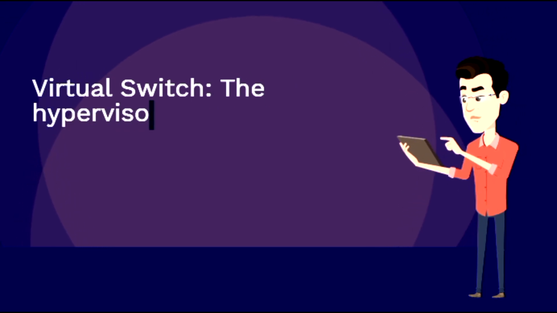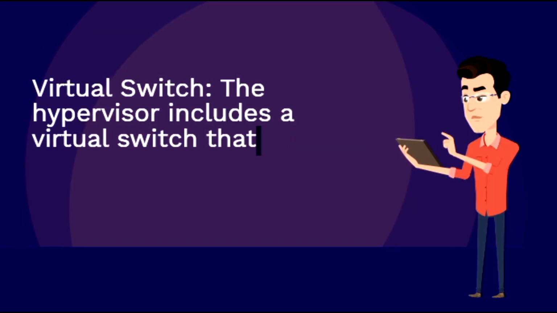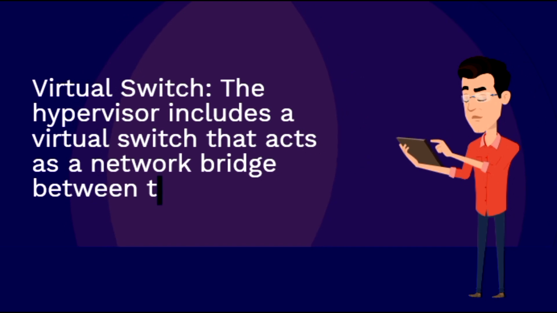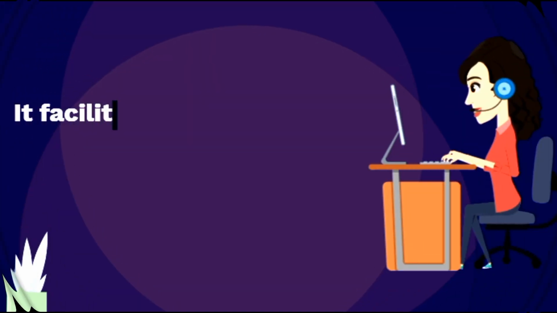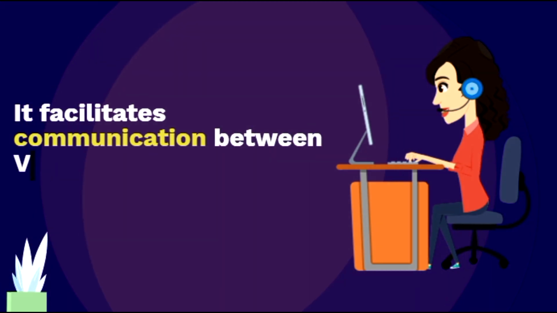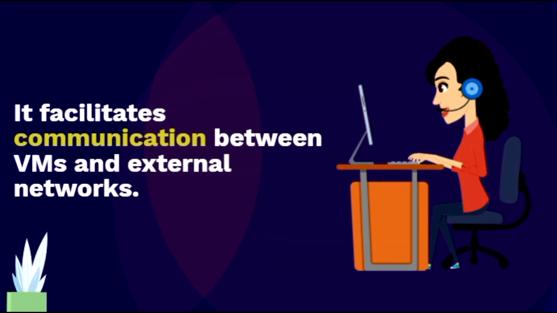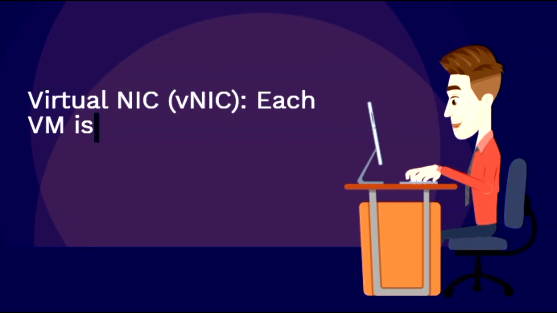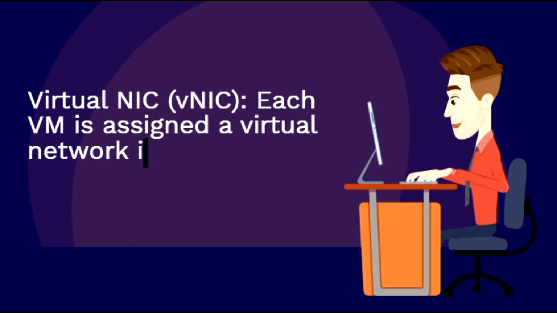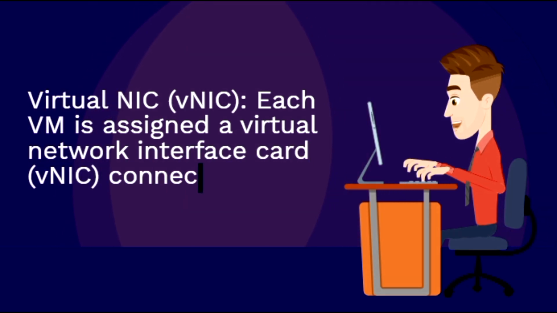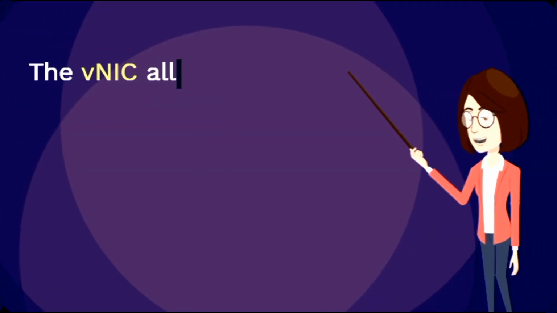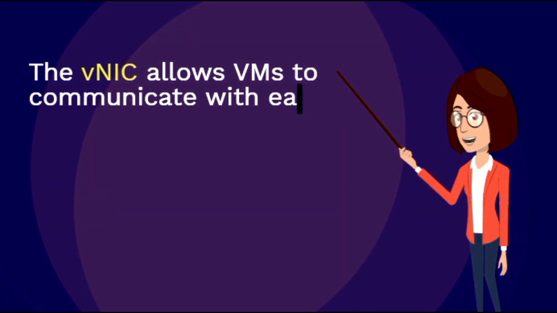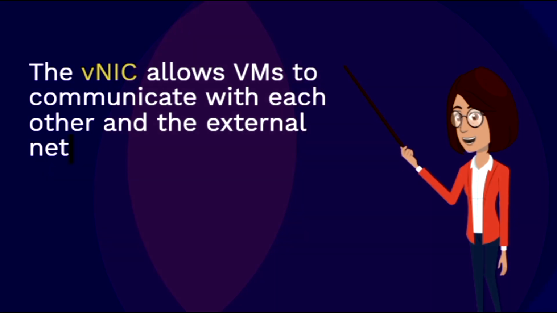Virtual switch. The hypervisor includes a virtual switch that acts as a network bridge between the VMs and the physical network. It facilitates communication between VMs and external networks. Virtual NIC, vNIC. Each VM is assigned a virtual network interface card, vNIC, connected to the virtual switch. The vNIC allows VMs to communicate with each other and the external network.